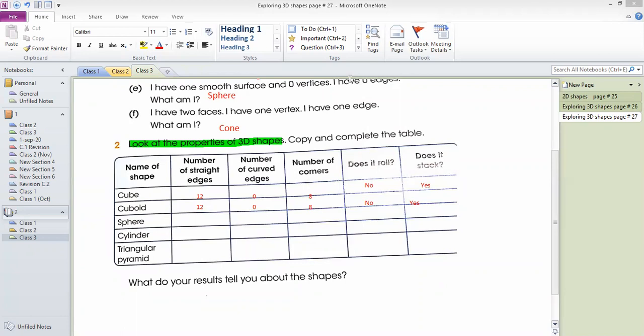Ali Muteri. Ali Muteri, can you hear me? Yes. Please tell me how many straight edges are there in a sphere? 5. One? Are you sure? 5? No. You did not learn the properties of 3D shapes, right? I'm asking for the number of straight edges in a sphere. One. Okay, he's saying one.